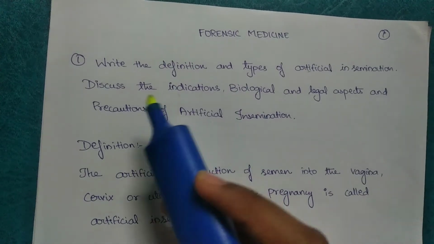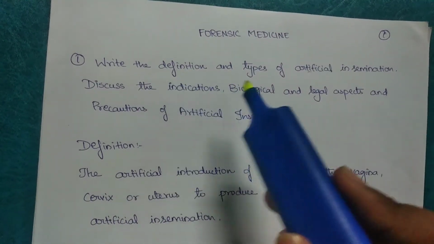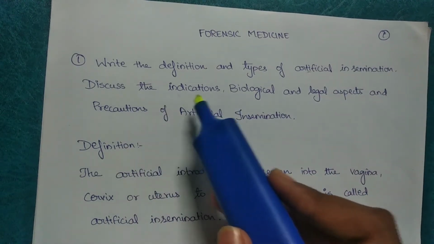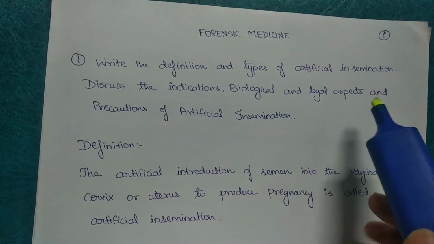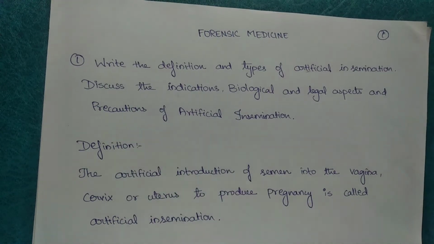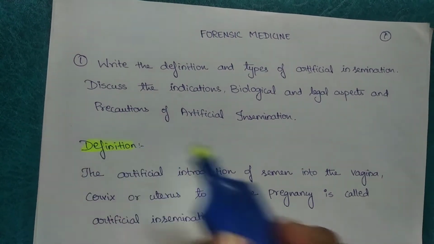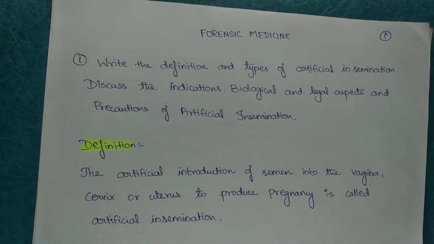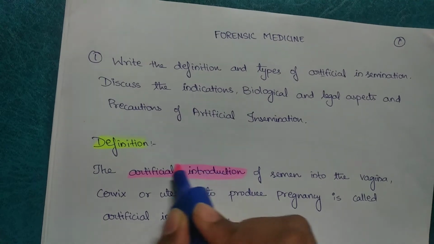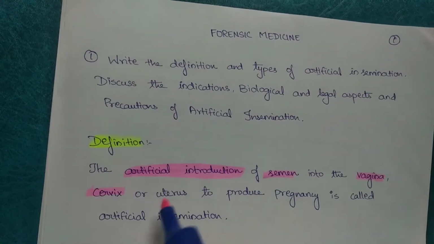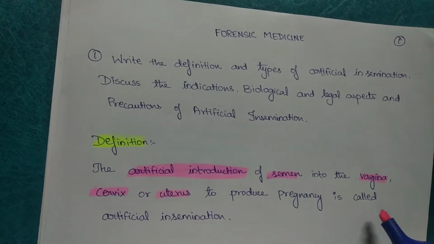Question number 1. Write the definition and types of artificial insemination. Discuss the indication, biological and legal aspects and precautions of artificial insemination. First of all, what is the definition for artificial insemination? Artificial insemination is nothing but artificial introduction of semen into the vagina, cervix or uterus to produce pregnancy.